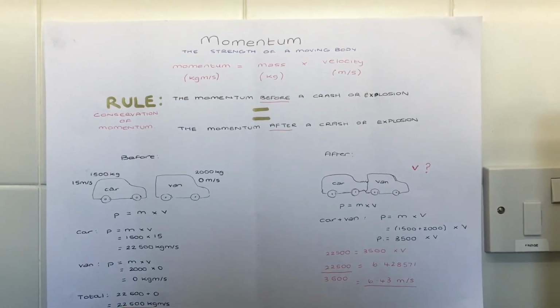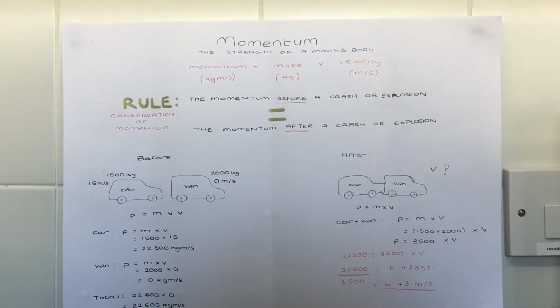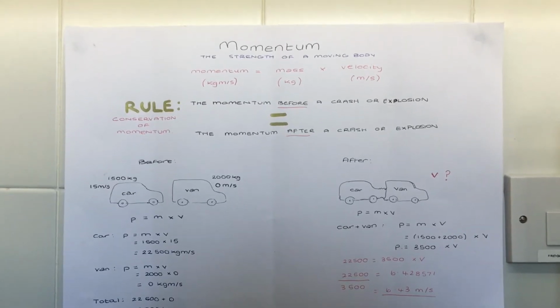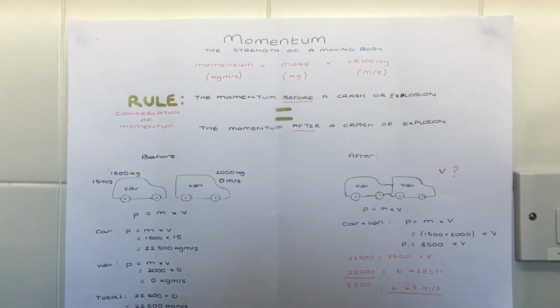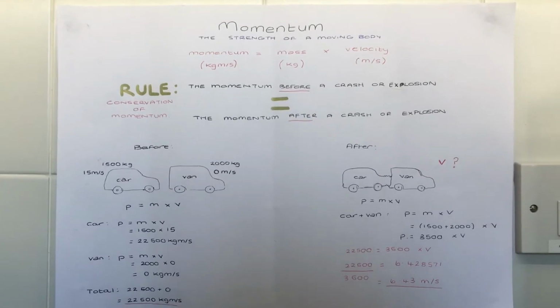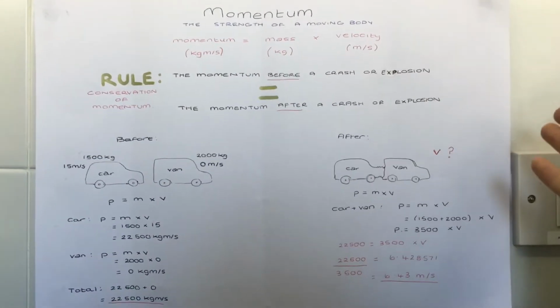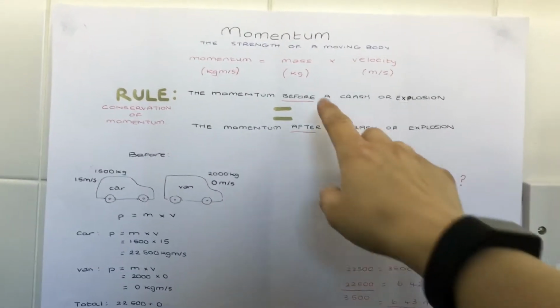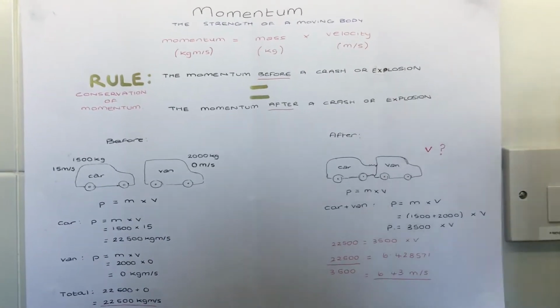This video is about momentum. So momentum is the strength of a moving body, and it's all to do with how much mass that object has and its velocity that it's going at. So momentum is mass times velocity. The units for momentum are kilogram meters per second. Because if you were doing algebra and this was just m and v, to simplify you'd just put mv. So you've got kilograms times meters per second, so it's just kilogram meters per second.